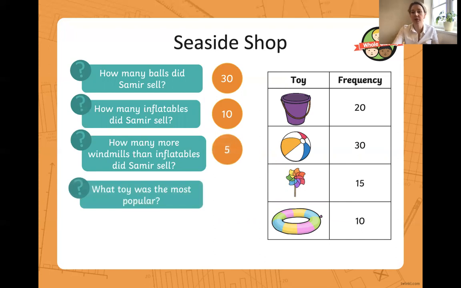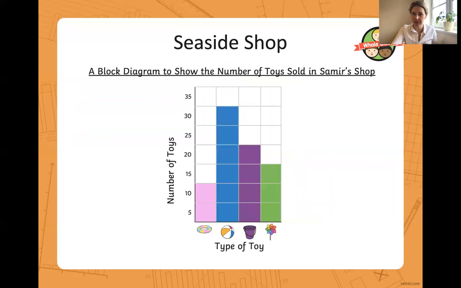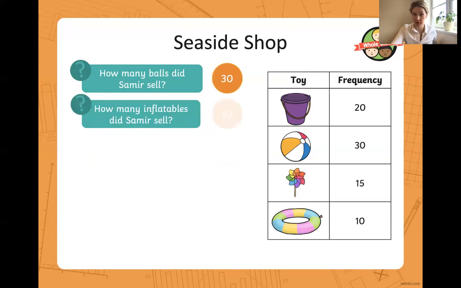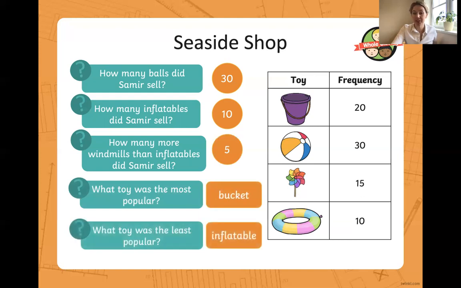What toy was the most popular? I kind of want to go back to the block diagram for that because it feels like that's the quickest way to get it. It was the balls. The balls were the most popular. Which toy was the most popular? That was a mistake. Look, it says book it, but it was balls. We checked. Look, the balls there say 30. Which toy was the least popular? It was the inflatable.